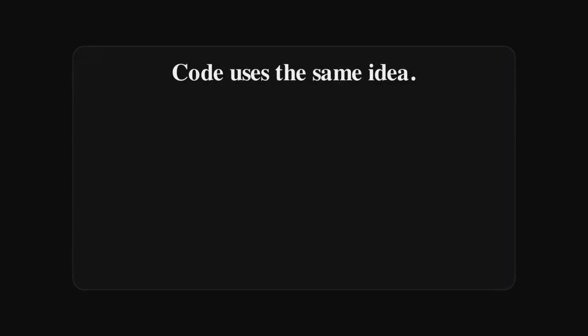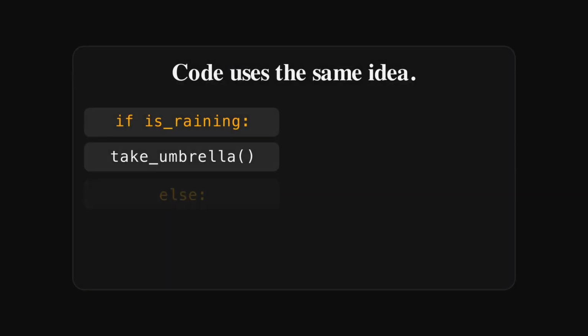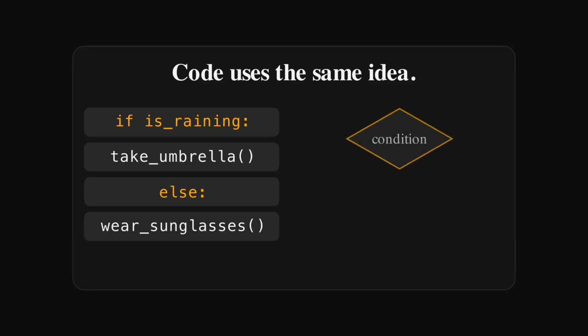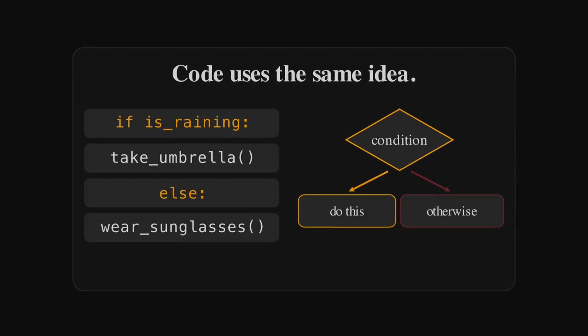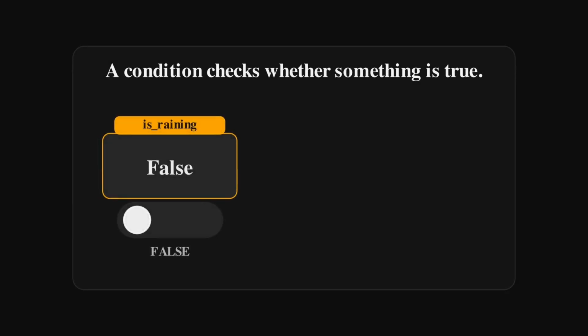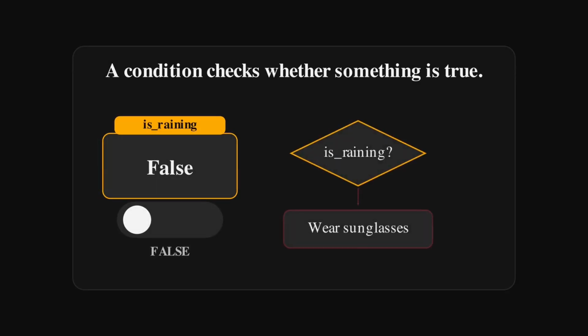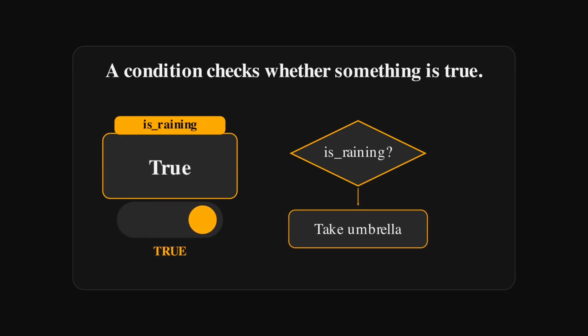Code uses the same idea. If the condition is true, the program follows one path. Otherwise, it follows another path. The word if checks the condition. The word else handles what happens when the condition is false. A condition checks whether something is true or false. If is raining is false, the program chooses the sunglasses path. If is raining becomes true, the program chooses the umbrella path. So the Boolean value controls what the program does next.